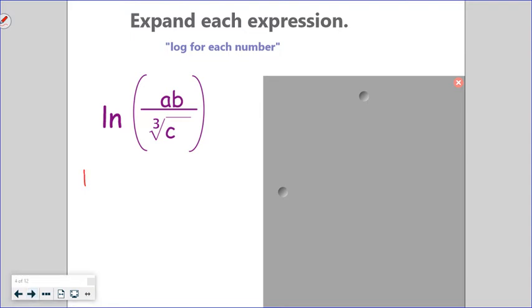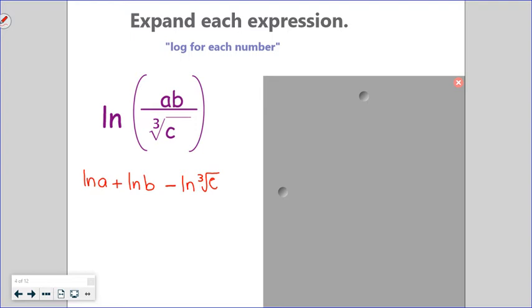So it will become natural log A is coming from the numerator, so it's a positive natural log of A. B is coming from the numerator also, so positive or plus natural log of B. C is coming from the denominator, so minus natural log of the cube root of C.